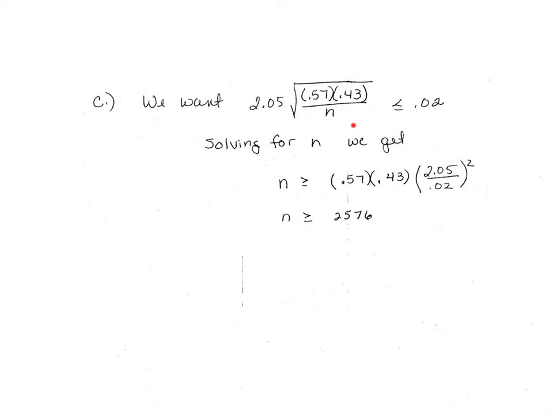So we take a look at this formula and we solve for n. When we solve for n, we get n is greater than or equal to 0.57 times 0.43 times 2.05 divided by 0.02, squared. So all I did was rearrange these terms and solve for n, and we get that n is greater than or equal to 2,576.